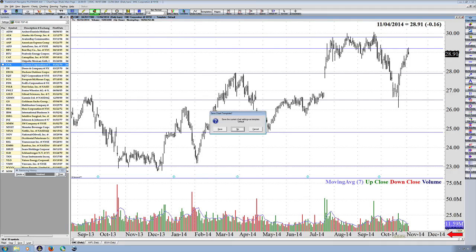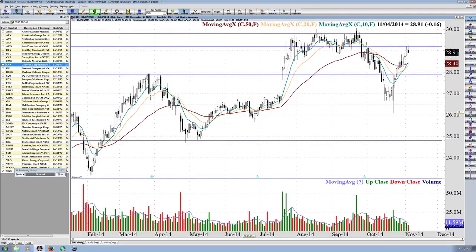Let's take a look over here at our moving averages. What do you think the averages are telling us? You guys tell me. What are the averages telling us? Yeah, the averages are giving us a bifurcated signal, aren't they? They're telling us that we're moving bullish.